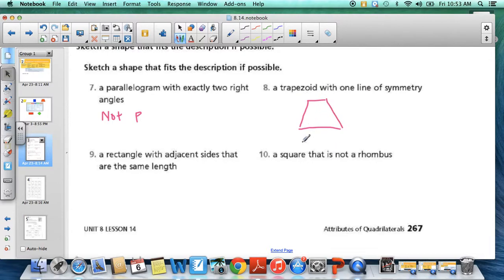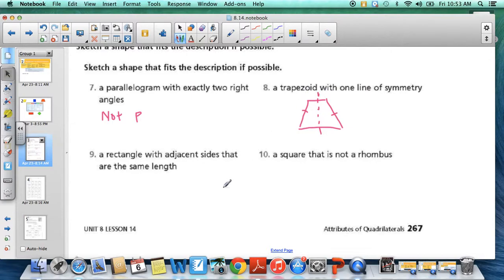So this side and this side are parallel, the top and the bottom. These two sides are congruent, which means they're the exact same length. And then this dotted line is my line of symmetry. And so if we folded it down the middle, it would be the same on both sides.